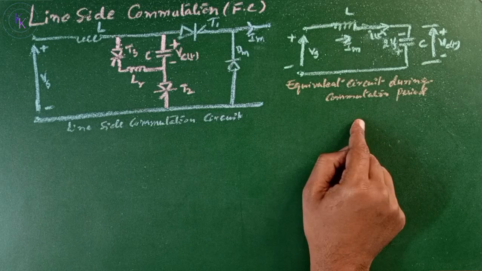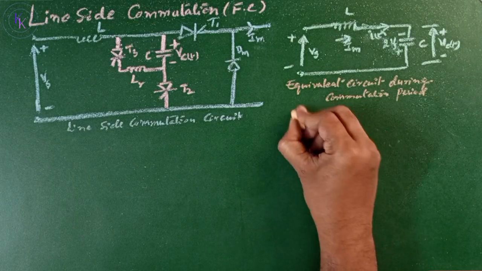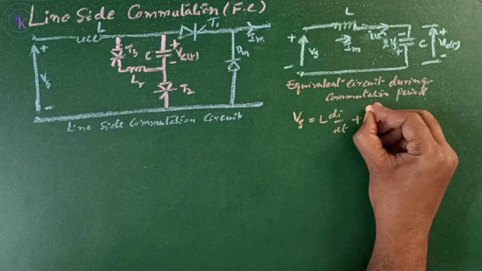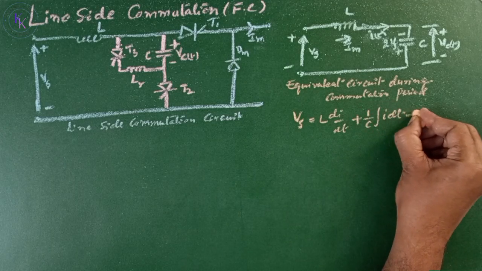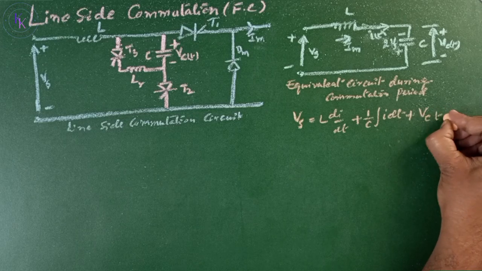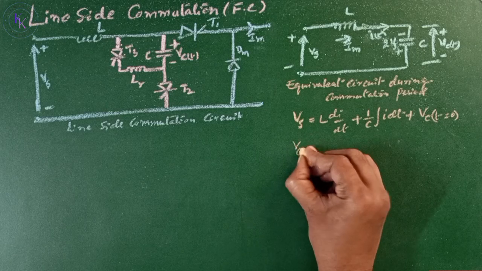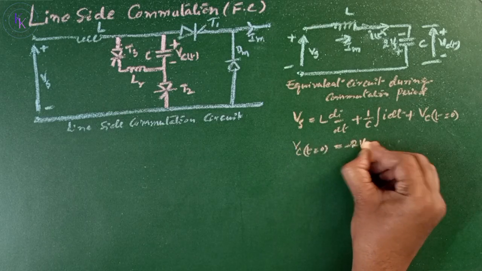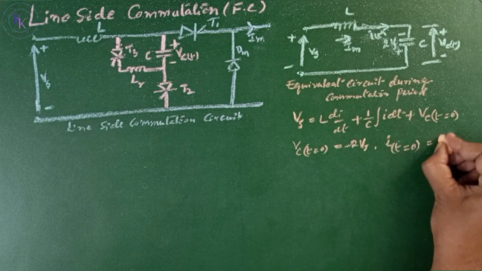This is an equivalent circuit during the commutation period where the inductor L carries the load current of Im. Now, Vs equals L di by dt plus 1 by C integral i dt plus Vc at t equals 0. We have the initial conditions that Vc at t equals 0 is minus 2Vs, as well as i at t equals 0 is Im.